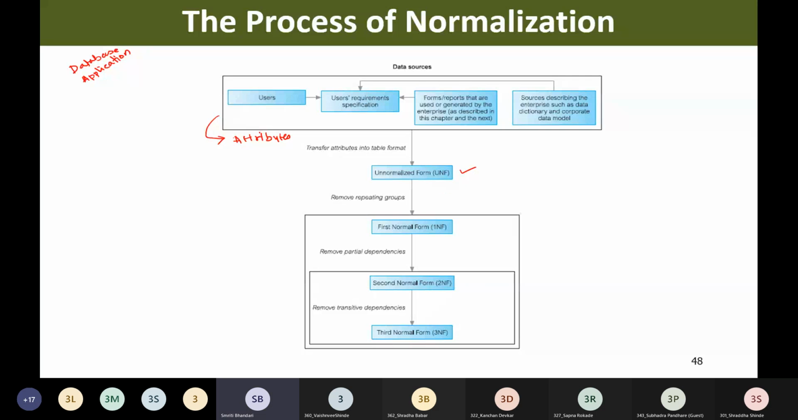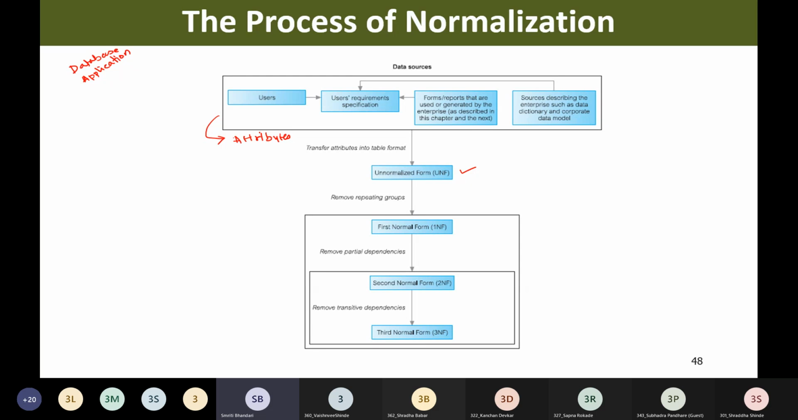Now, normalization is actually a formal technique for analyzing relations based on the candidate keys and the functional dependencies. As I stated earlier, this technique involves a series of rules that can be used to test the individual relations so that we can come up with a normalized database of a certain level.